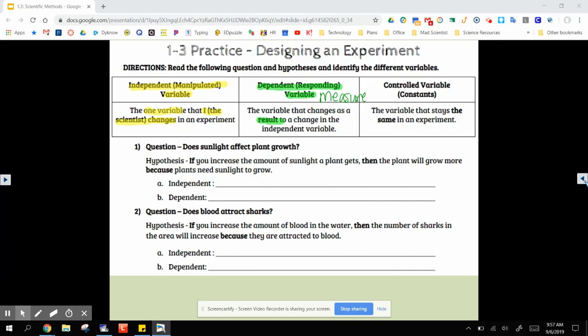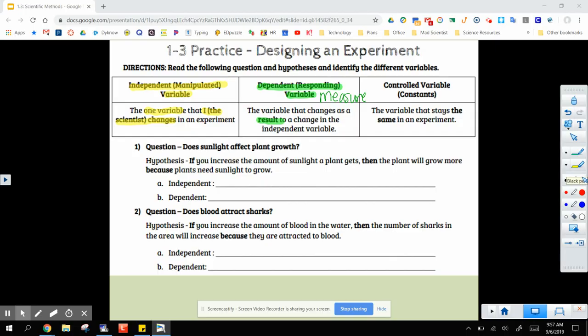Controlled variables are also important in an experiment, but they are not going to be found within the question and the hypothesis. So we are only going to focus today on the independent and the dependent variables. Let's look at question 1.